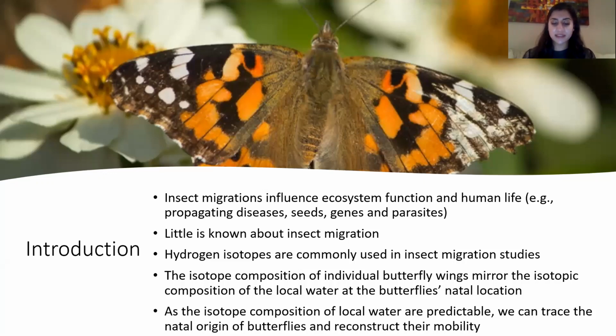In order to track butterflies along the migration cycle, H isotopes are commonly used because the composition of an individual butterfly wing is expected to mirror the isotopic composition of the local water at the butterfly's natal location. Butterfly wings are composed of keratin, making them a metabolically inert tissue in which isotope ratios are unaffected when an individual migrates. As such, the isotopic ratio of an individual butterfly can be expected to reflect the environment in which they develop as larvae, regardless of where they are found later in life.